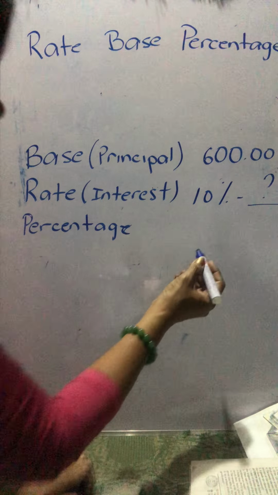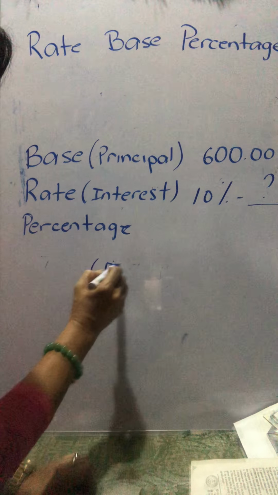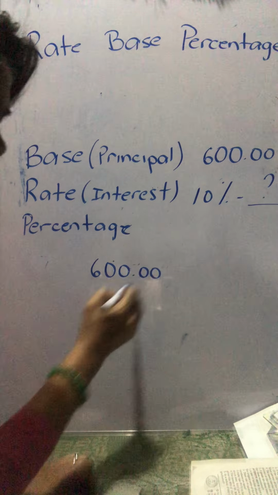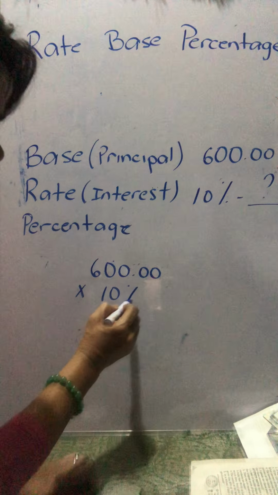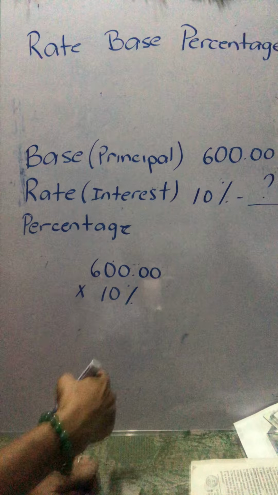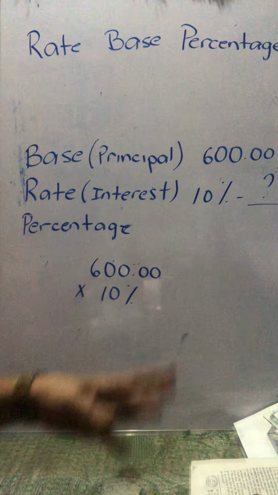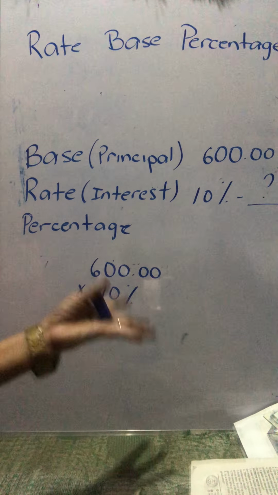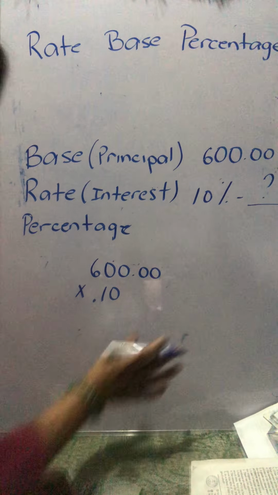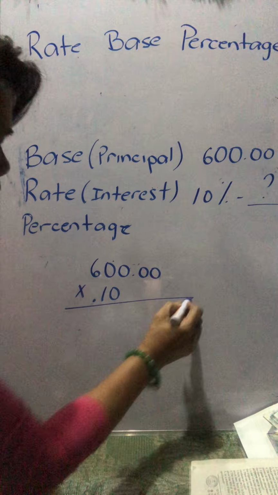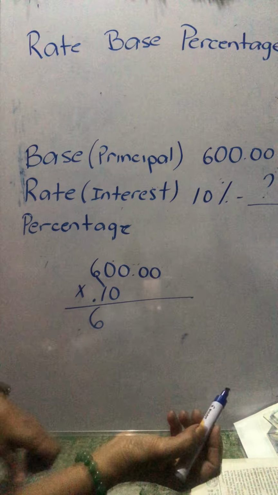Okay, so we have here 600 pesos. I have to get the 10%. So, how are we going to compute the 10%? I-convert natin siya into decimal form. So, that would be 0.10. Okay, so tanggalin natin yan, ha? Ito na yan. So, that is 6 times 1. That is 6. So, how many zeros do we have?